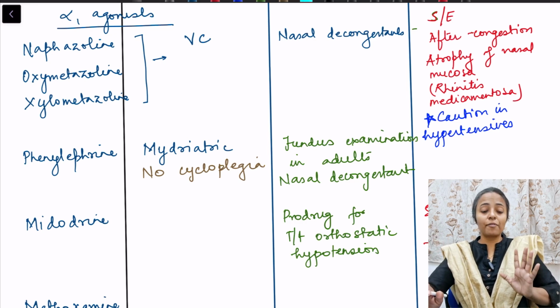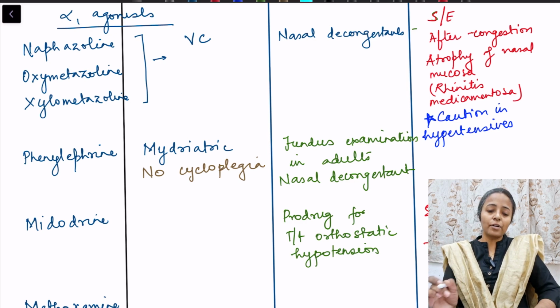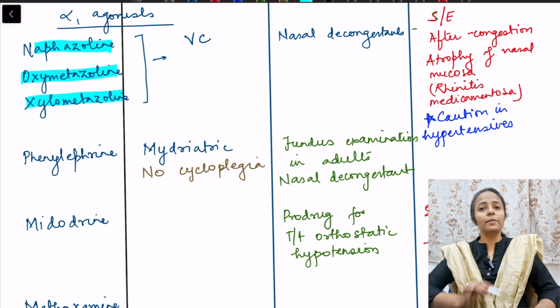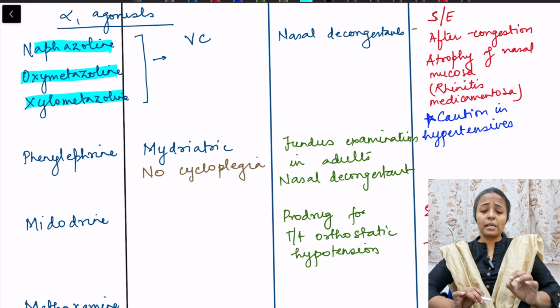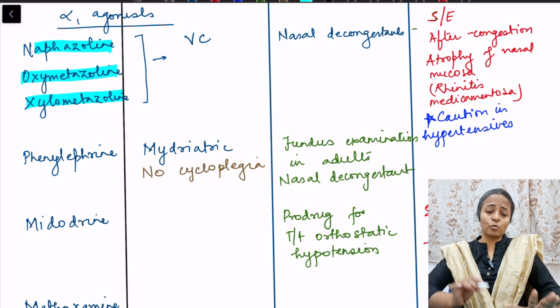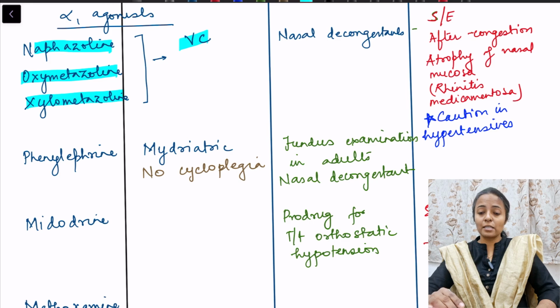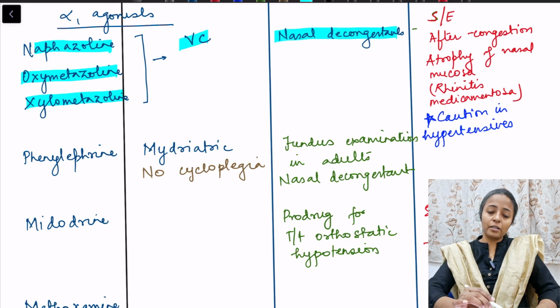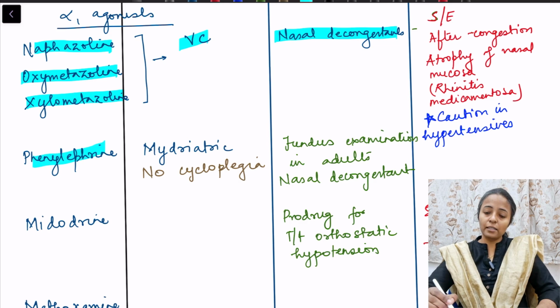So first is alpha 1 agonist. In alpha 1 agonists, I told you before, we have all the zolines, that is naphazoline, oxymetazoline, xylometazoline. Alpha 1 receptor is present on blood vessels, very important. Its action which we use clinically is mainly because of its action on blood vessels. Okay, naphazoline, oxymetazoline, xylometazoline, they cause vasoconstriction and hence they are used as nasal decongestants. Then phenylephrine. Phenylephrine is also used as a nasal decongestant.